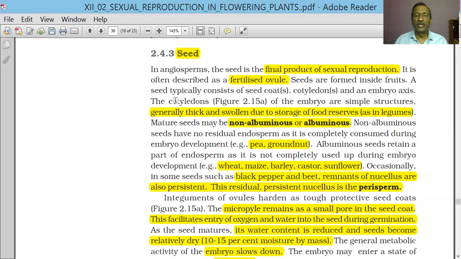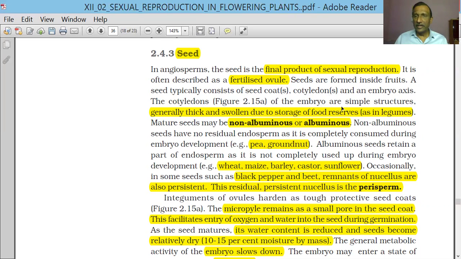Seeds are formed inside the fruit, and a seed typically consists of seed coat, cotyledons, and embryonal axis. Three things are there. The embryonal axis will have radicle and plumule, and the cotyledons with stored food, and the seed coat. The seed coat is formed by the two integuments which we have studied. Outside the ovule, there are two integuments, and just between the integuments a small pore is left through which the pollen tube entered, that is called micropyle.